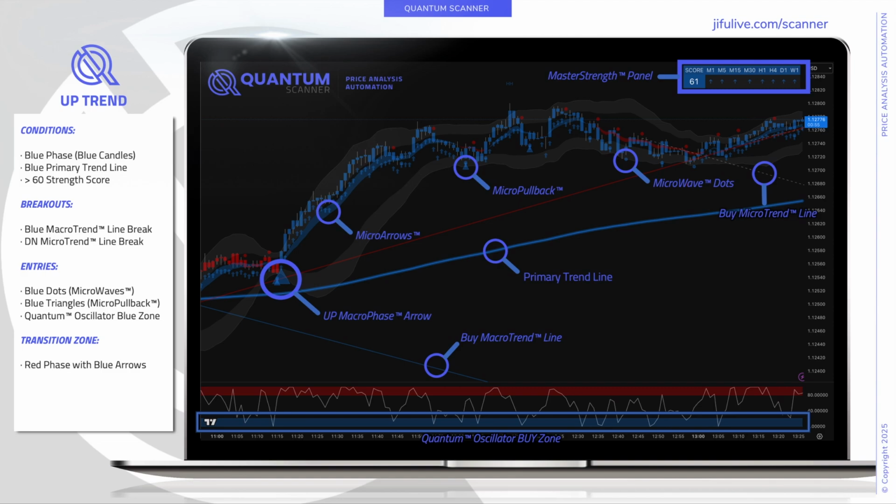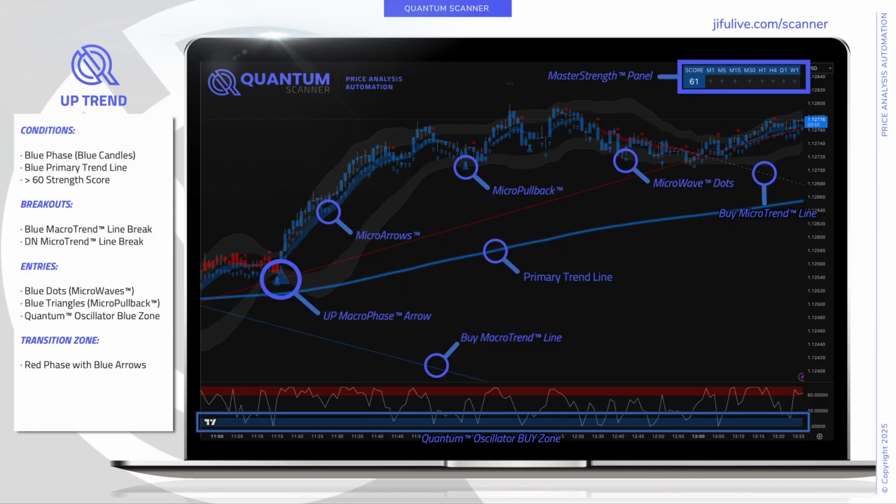In an uptrend, look for the following conditions: a blue phase, where it shows an upward or blue macro phase arrow. Following this arrow, you will see blue candles. Also, look for a blue primary trend line. This indicates that price is significantly above its overall average.